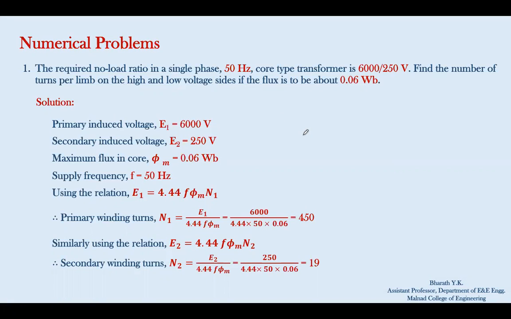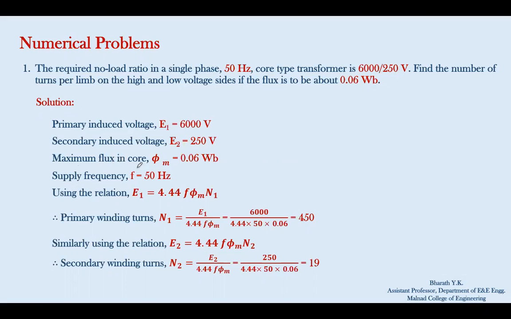Now let us solve some numerical problems. The first problem states that the required no load ratio in a single phase 50 Hz core type transformer is 6000 by 250 volts. Find the number of turns per limb on the high and low voltage sides if the flux is to be about 0.06 Webers. So here we have to assume that the transformer has no losses. That's why the primary induced voltage E1 is equal to V1, that is 6000 volts, and the secondary induced voltage E2 is equal to V2, that is 250 volts.